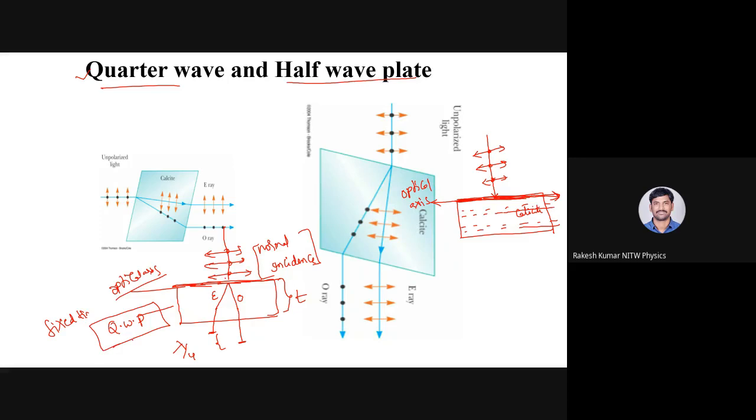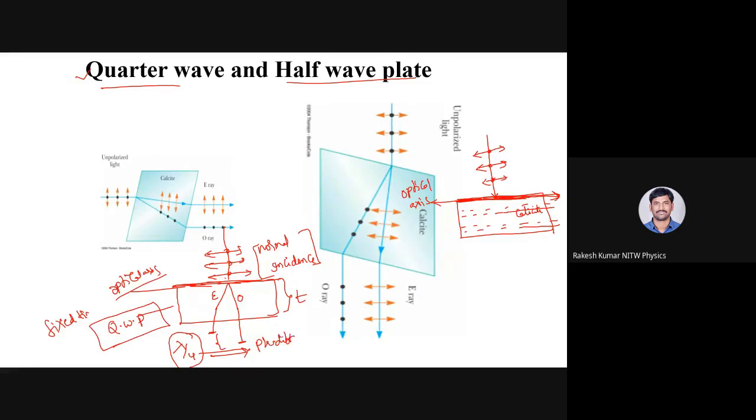Is this clear, all of you? Yes, sir. You're going to choose a thickness in such a way that when unpolarized light passes through your calcite crystal, if it is going to produce a path difference of lambda by 4 between the ordinary ray and the extraordinary ray, we call that particular plate of that thickness a quarter wave plate, because it is introducing a lambda by 4 path difference. Or in terms of phase difference, how much?